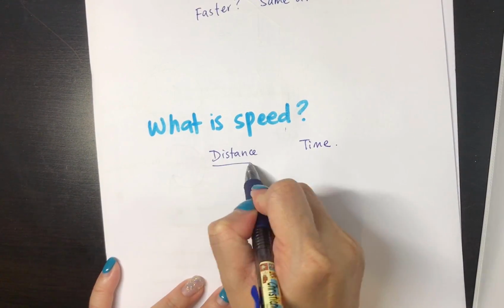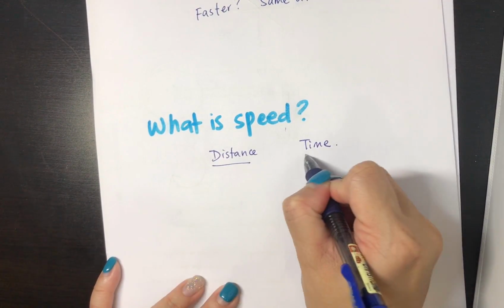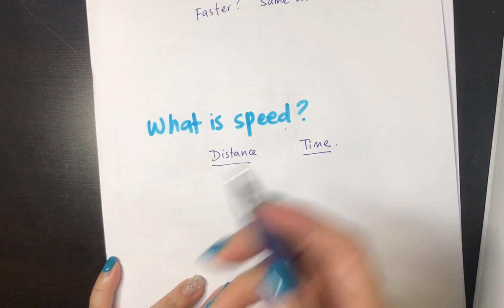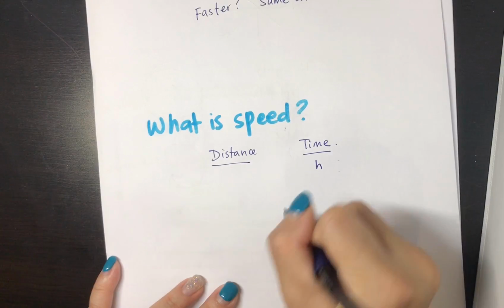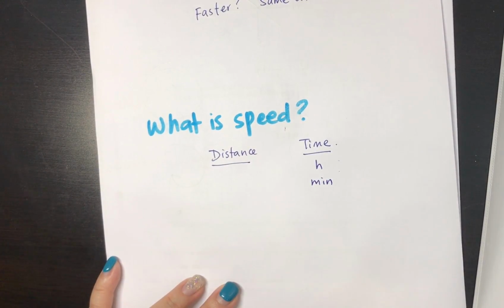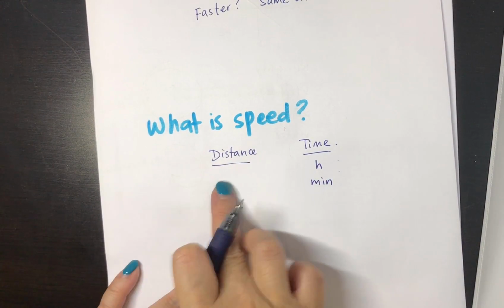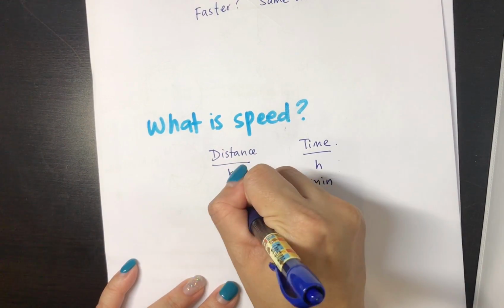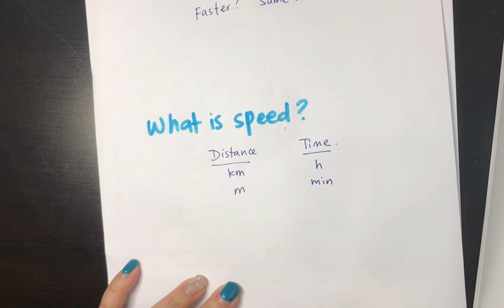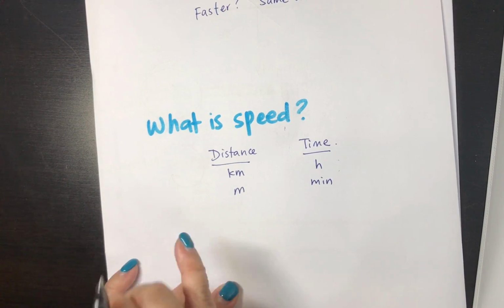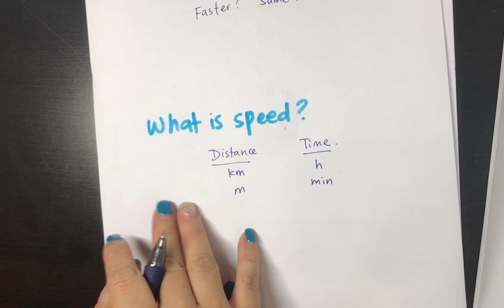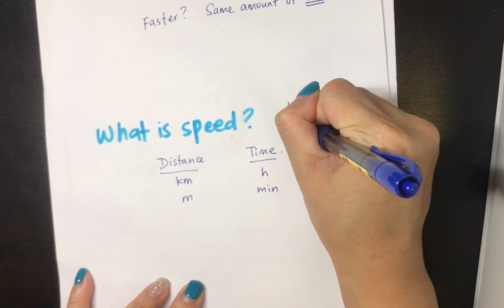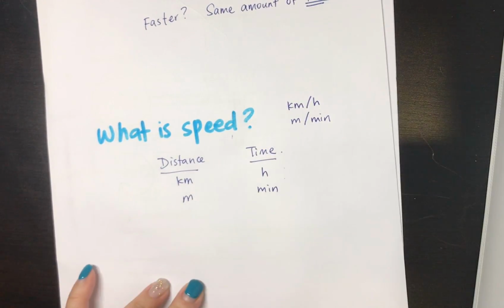So what's the distance that you can travel for a certain amount of time? And in order to make the time the same, we are going to use either hours or minutes to compare. And for distance, what units do you know so far? Kilometers and meters. So the usual speeds that we will learn are km per hour and meters per minute. These are the usual ones.